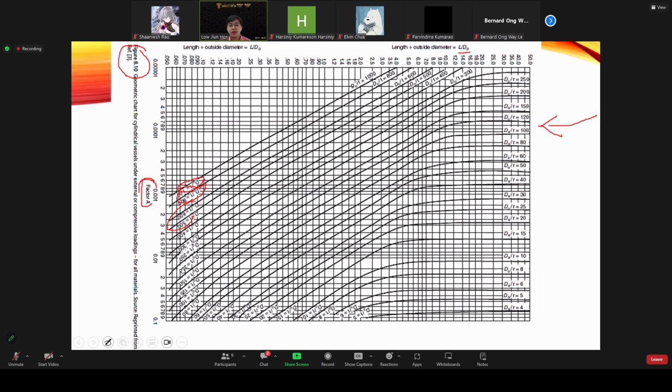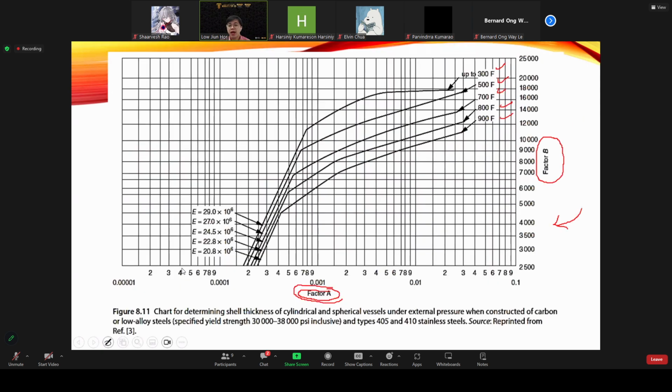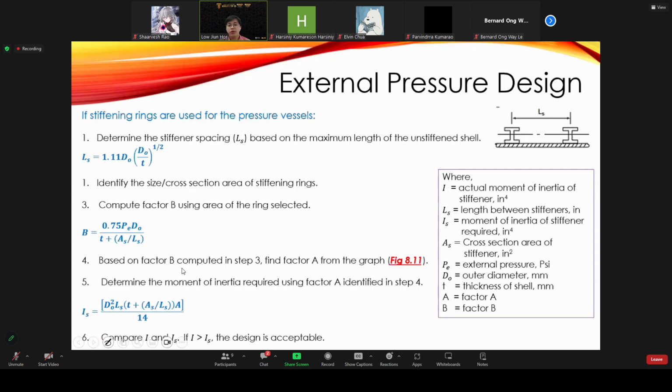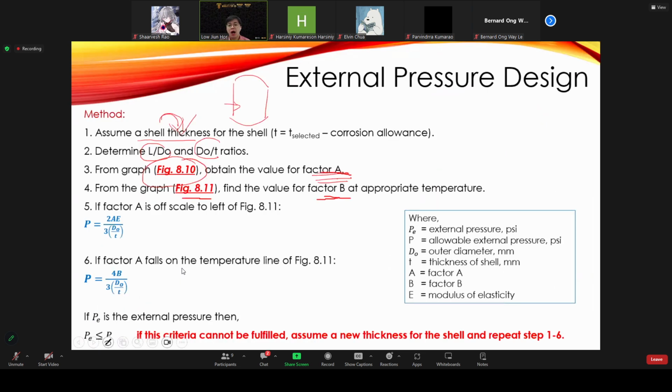Depends on the value A that you obtain from the graph here. If, let's say, the value of the factor A that you obtain from figure 8.10 falls within the left hand side of figure 8.11, then you need to proceed to calculate the allowable external pressure by using the equation here.